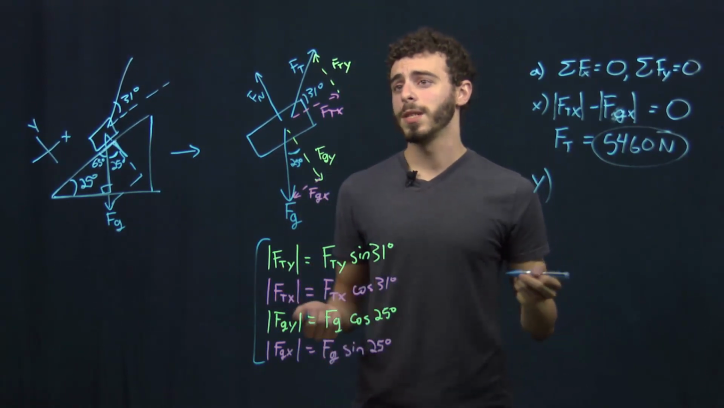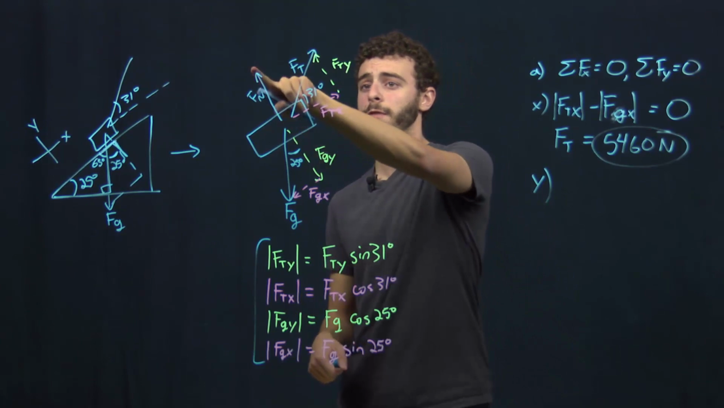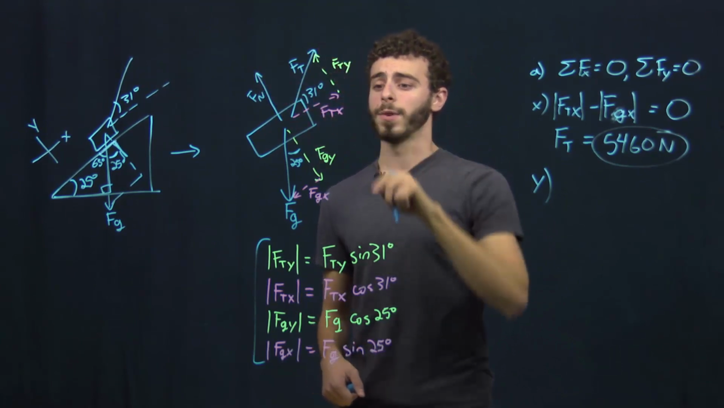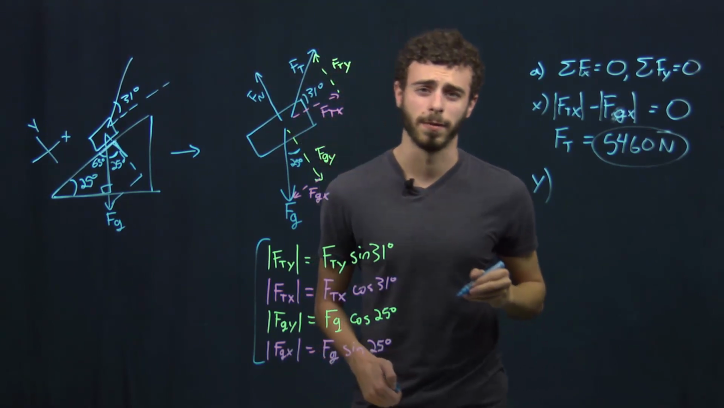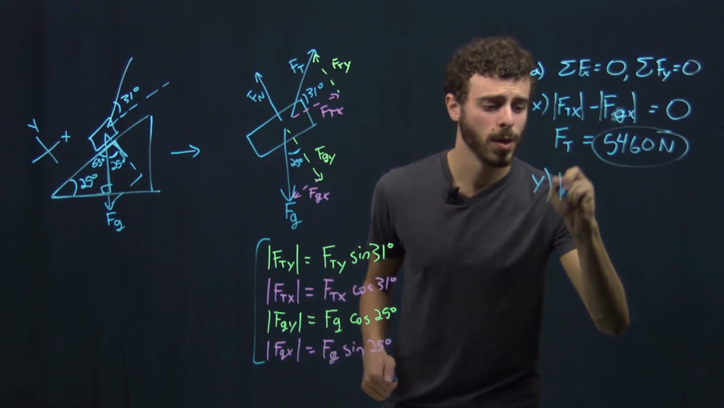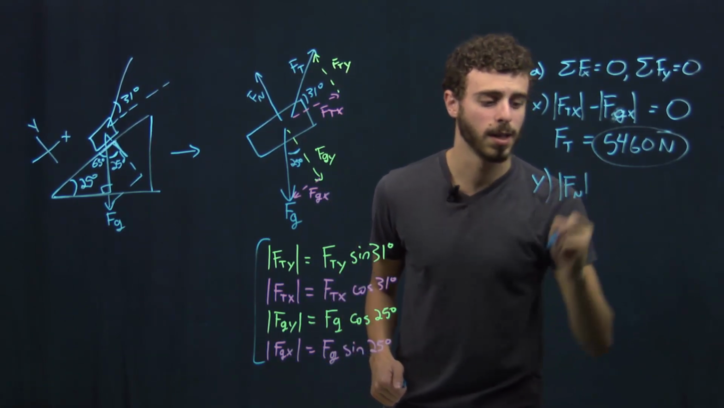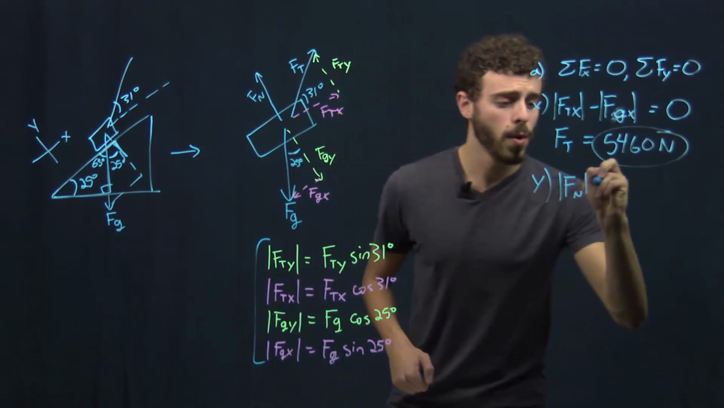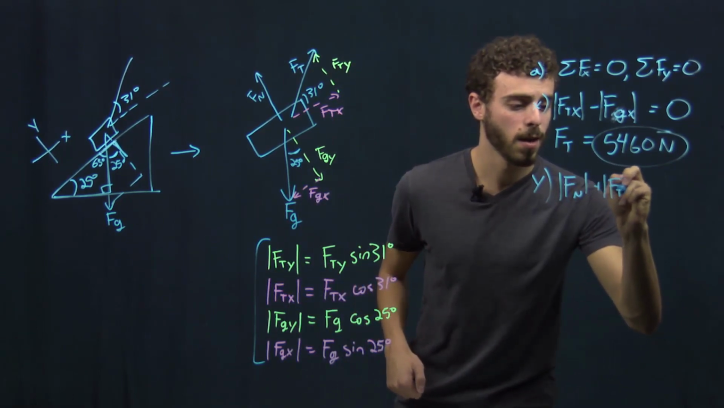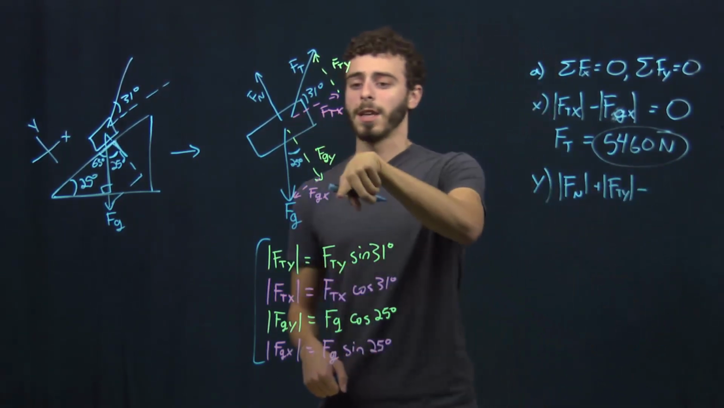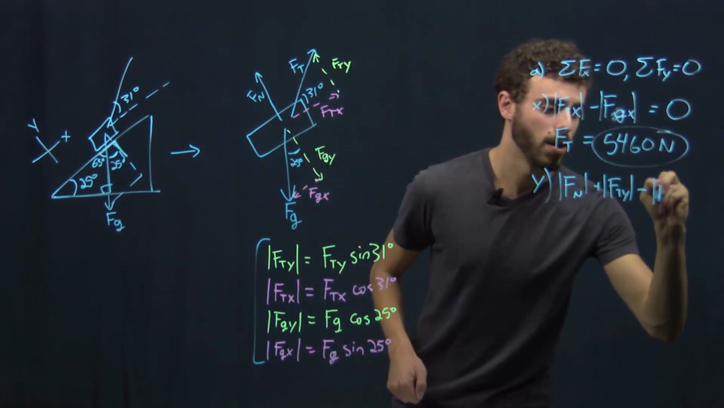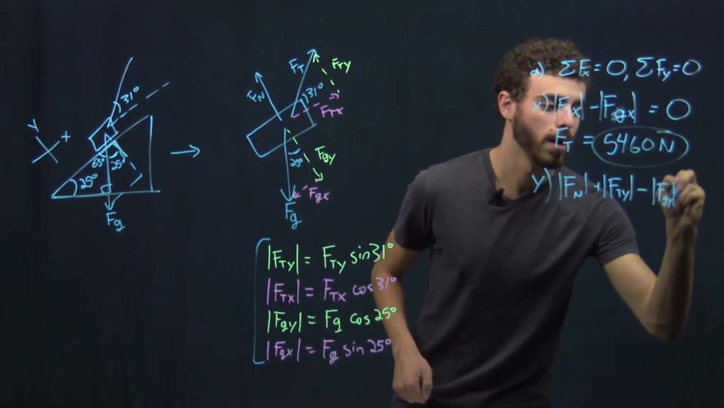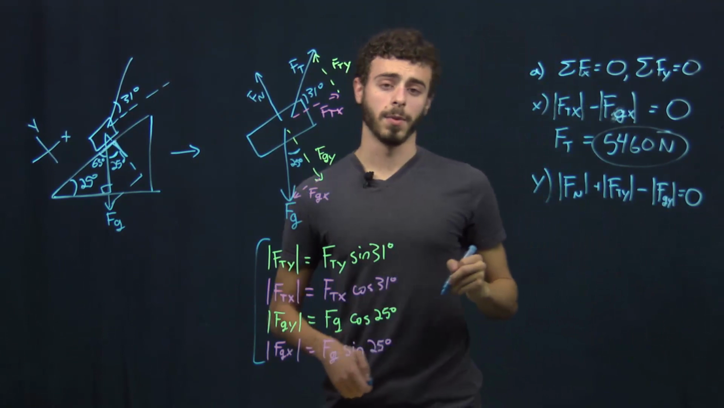So in the y direction, we see we actually have three forces. We have the normal force, the component of the tension force in the y, and the component of the gravitational force. So if we do this, we see that our normal force is going to be in the positive direction. So is our tension force in the y. And then we're going to have to subtract off the gravitational force because that is in our negative direction. So Fgy. And that all equals 0.